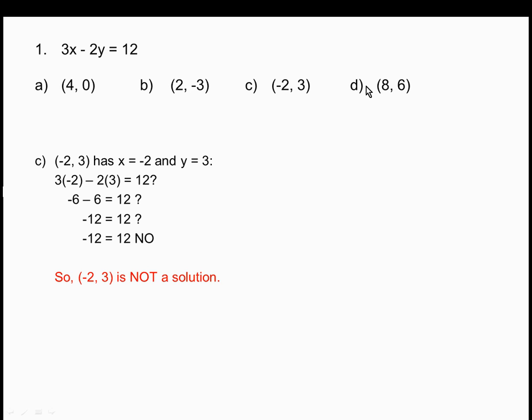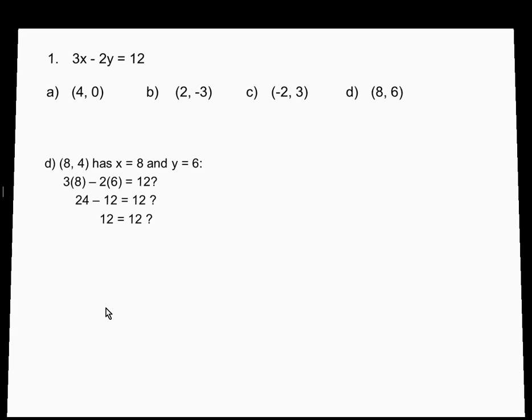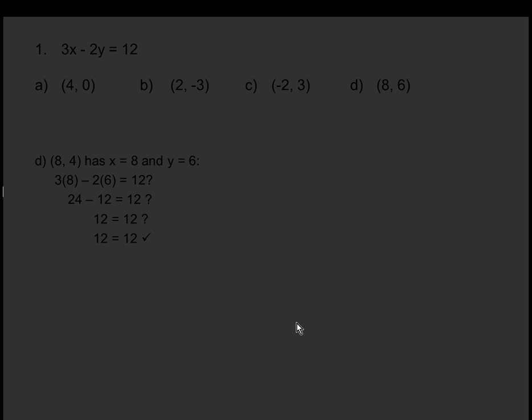Let's now try part D. So x is 8, y is, that should say y is 4, shouldn't it? This right here should be 6. I made a typo here. So y should be 6 like it says. So x is 8, y is 6. So 3 times 8 minus 2 times 6. Is that 12? 24 minus 12? Well, yes, that works, doesn't it? So 8, 6 is a solution.